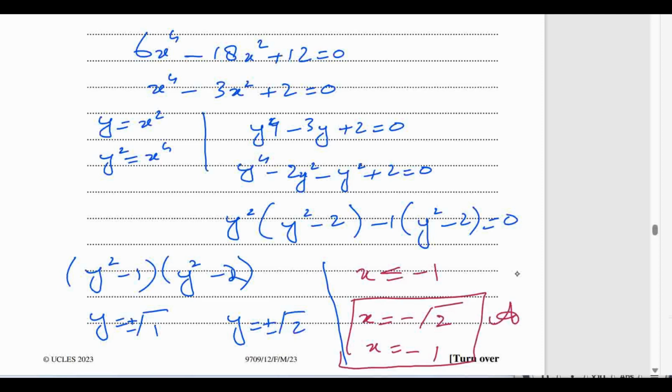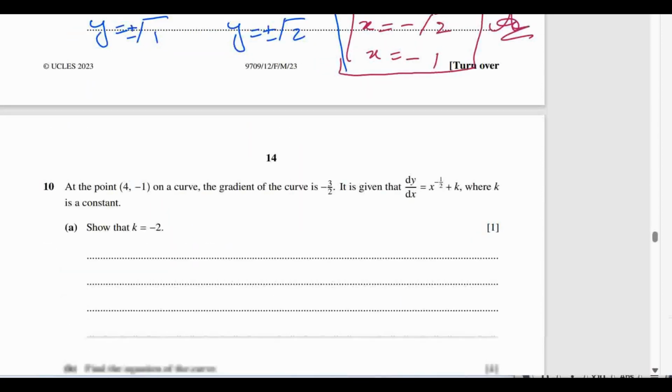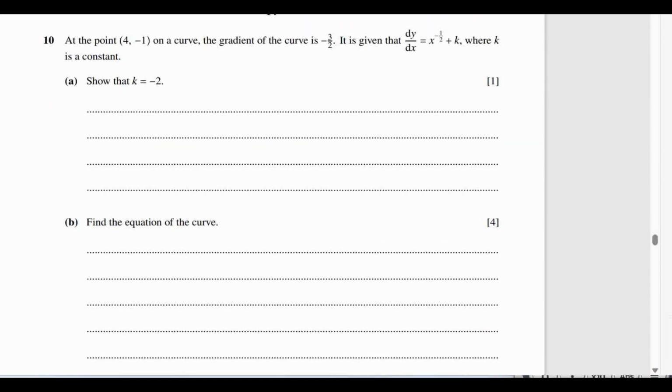I hope that the concept is clear. Let's move on to the next question. Question number 10. Now question number 10 is, at point this on a curve, the gradient of the curve is minus 3 by 2. Okay, it is given that. Now as we can see, what does it mean?